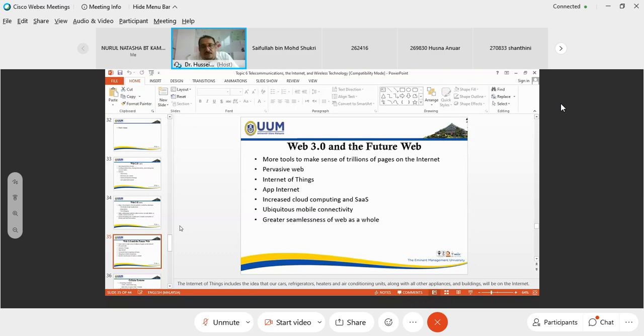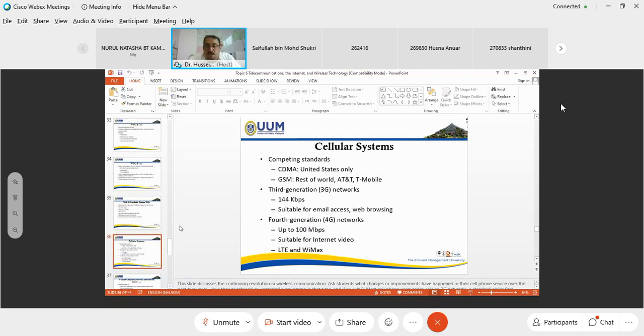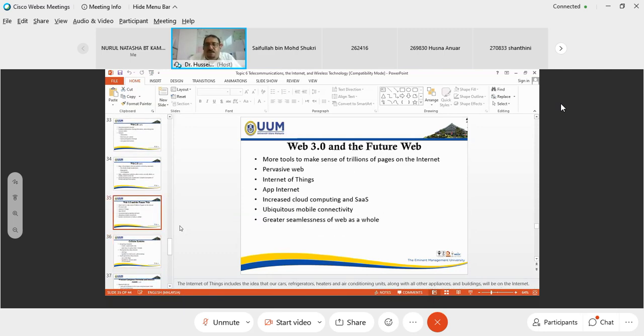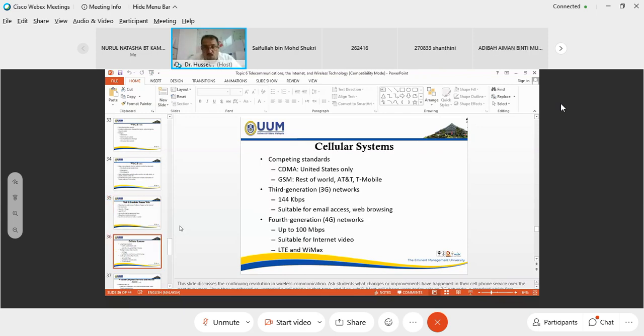Ubiquitous mobile connectivity. Connecting to mobiles becomes easier, so there is greater seamlessness of the web as a whole. A lot of things have improved on the web. So Web 3.0 is much more than just a new interaction; it is more persuasive for people to use in e-commerce.